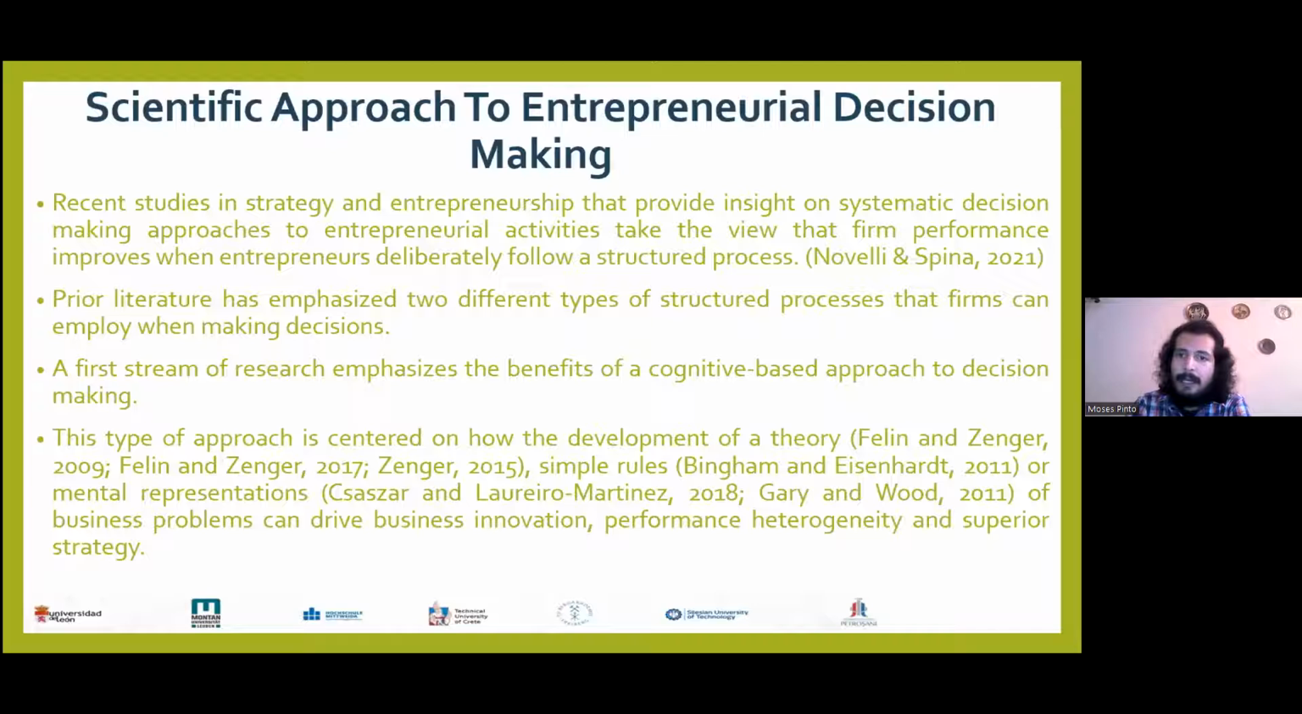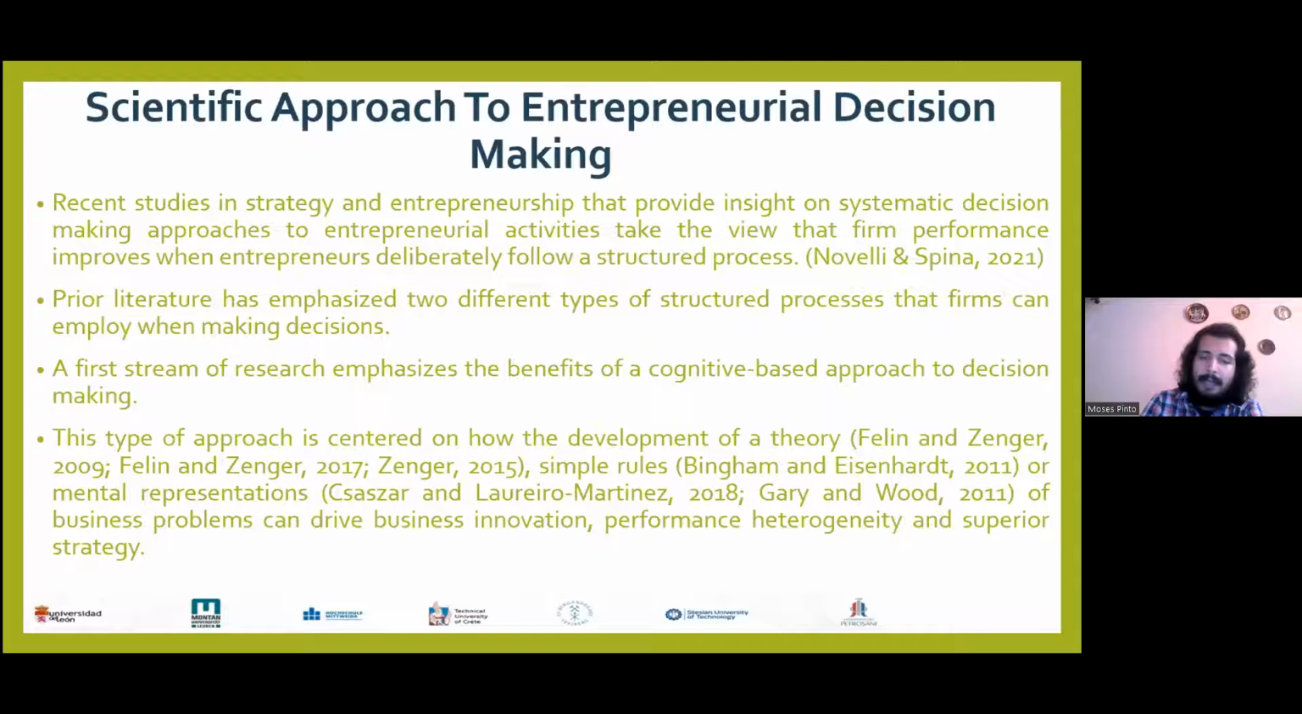So prior literature has emphasized two different types of structured processes that firms can employ when making decisions. A first stream of research emphasizes the benefits of a cognitive-based approach to decision-making. Now, this type of approach is centered on how the development of a theory, simple rules or mental representations of business problems can drive business innovation, performance heterogeneity, and superior strategy. Now, this is the first approach, which is cognitive based.